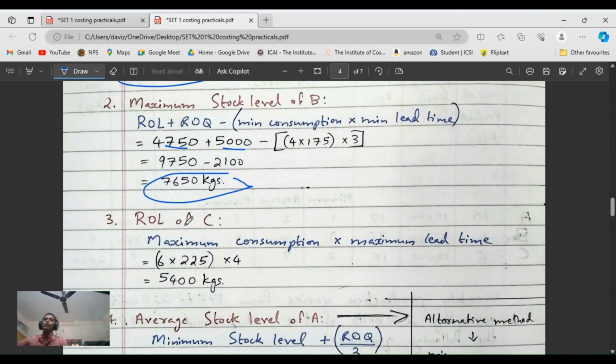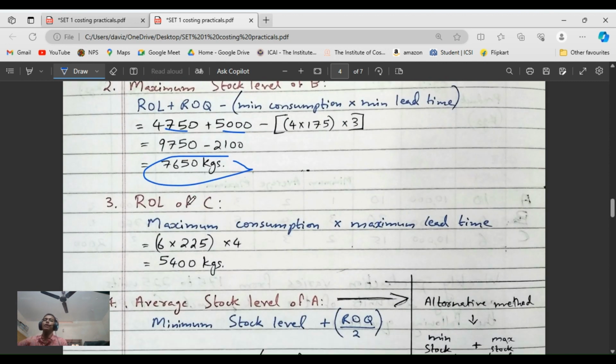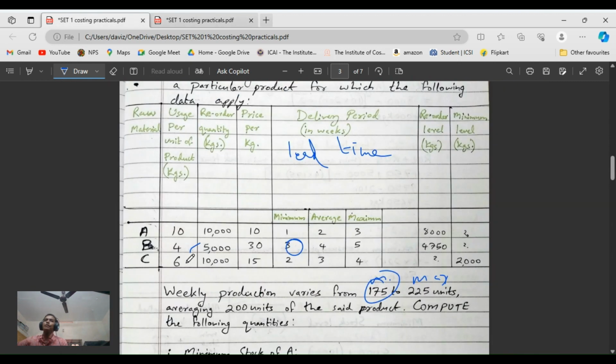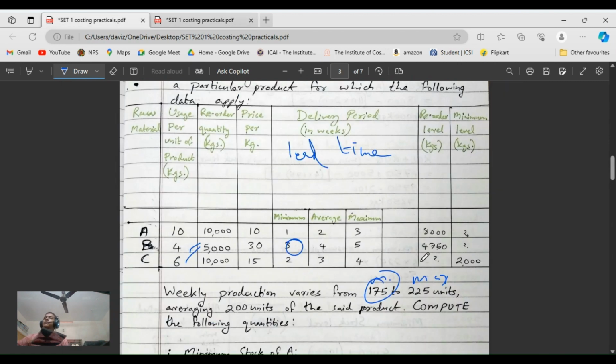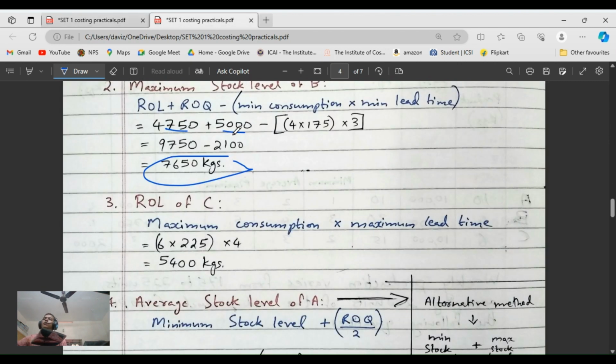The third one we have to find is ROL of C, reorder level of C. For that the formula is maximum consumption into maximum lead time. Maximum consumption is 6 into 225. So 6 into 225 is, let's use the calculator, 1350, into maximum lead time. What's the maximum lead time? It is 4. So into 4, 5400. We got that. Okay, what's the next?